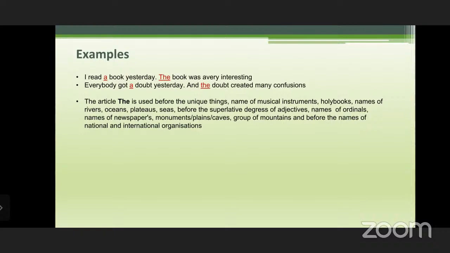For example, Taj Mahal, Charminar, Golconda. These are all monuments. So for all these, we have to use the definite article the. And if you take the plains, dash Ganga plain, the Ganga plain. And next one, if you take the caves, dash Ajanta caves, the Ajanta caves. And before the names of national and international organizations. So, dear students, do you know some of the names of international and national organizations? You can tell UNESCO, UNO, UGC, UNICEF, WHO. So these are all national and international organizations. So for all these, we have to use the definite article the.